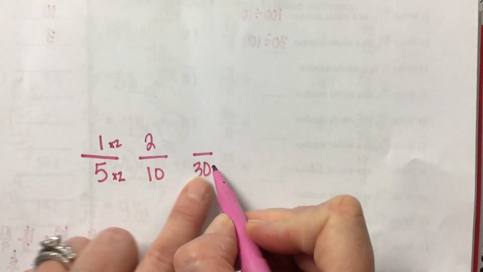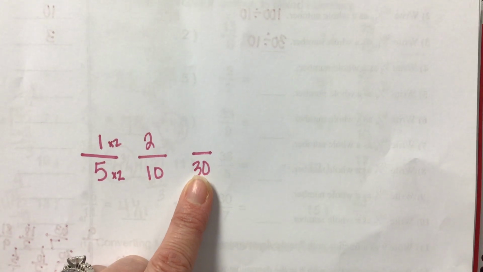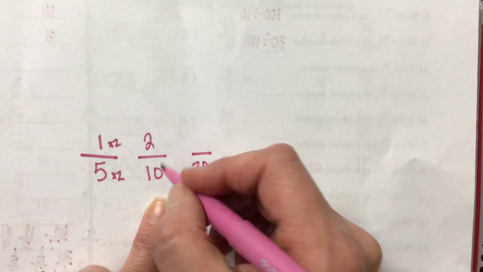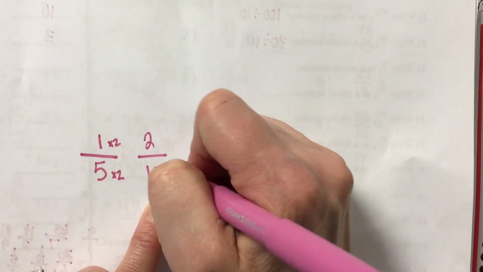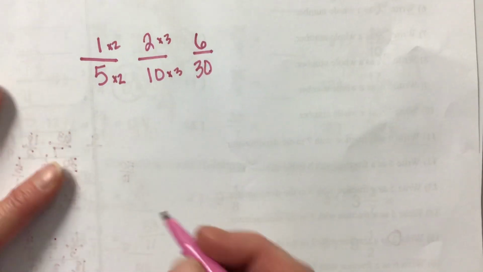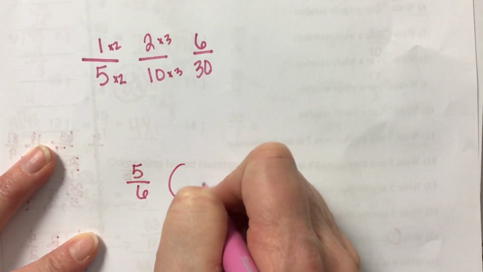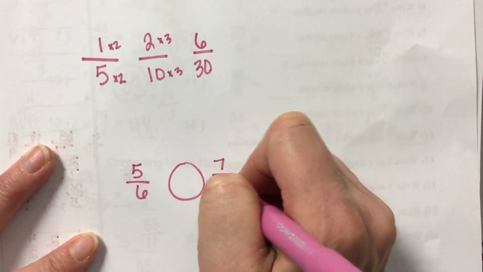Now, 2 tenths is how many 30ths? I like that hand in the air. All right, Jackson. Times 3. 10 times 3 is 30. 2 times 3 is 6. There will be a question like that on the test. Okay? And the other thing, and you guys are really good at this, let's compare 5/6 to 7/9.